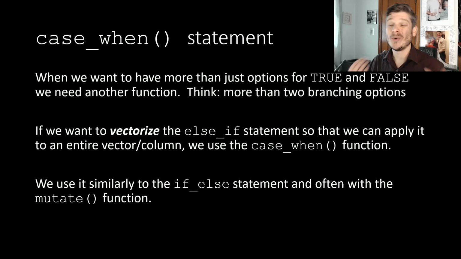Now, what if I want more options than just true or false? What if I need a branching statement that basically gives me more than just those 2 options? Well, if I want more than just 2 options, we use our case when function. And again, it works very similar to our else if. Again, it is a vectorized function, which means we can apply it to an entire vector or an entire column in our data frame, either one.